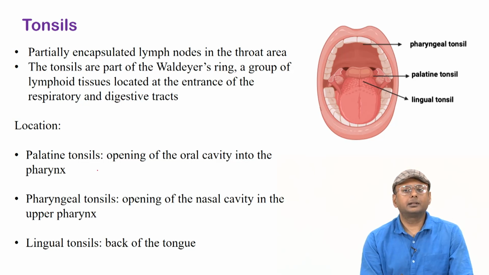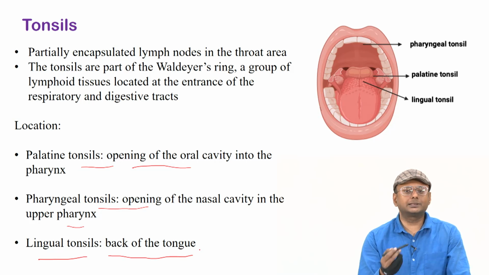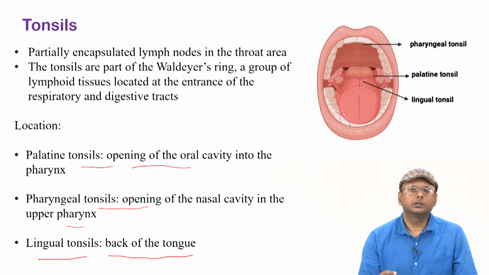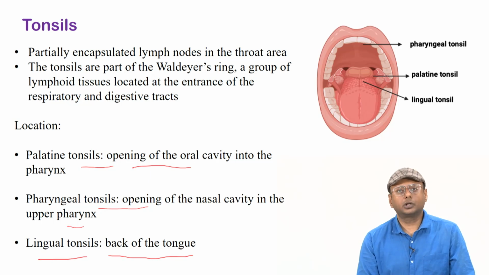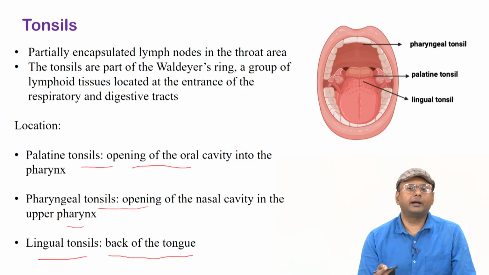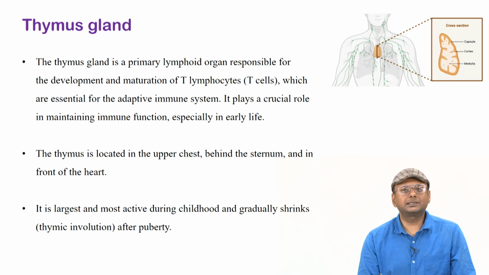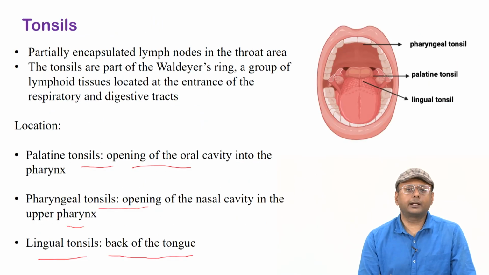The palatine tonsils are present in the opening near our oral cavity, the pharyngeal tonsils at the opening of the nasal cavity in the upper pharynx, and then the lingual tonsils are present at the back of the tongue. So as we see the tonsils at the back of the tongue, those are the lingual tonsils. Okay, and tonsils are very important, because any food we eat immediately comes in contact with the first defense lymph organ, which is the tonsil.